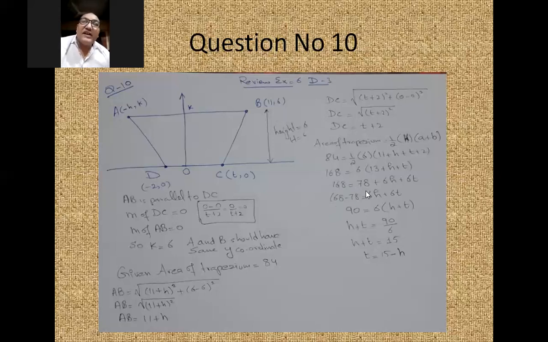I have taken 6 common. Then this 6 will go on the other side and divide the 90. So you have h plus t equals 90 divided by 6, so h plus t is equal to 15. Now I want t in terms of h, so I will take h to the other side. You will have t equals 15 minus h. So this is how you will find an expression for t in terms of h. So this question is not that easy.